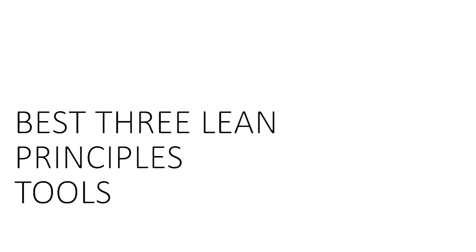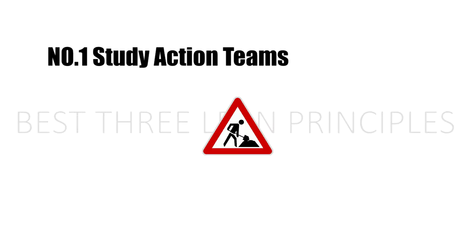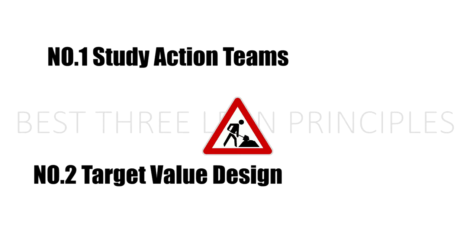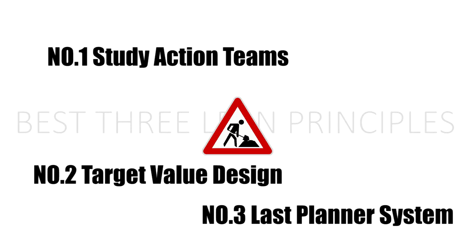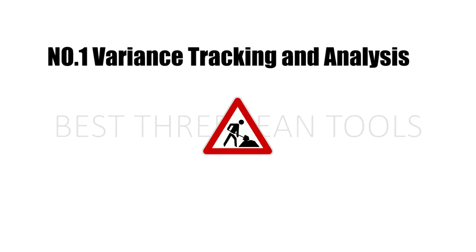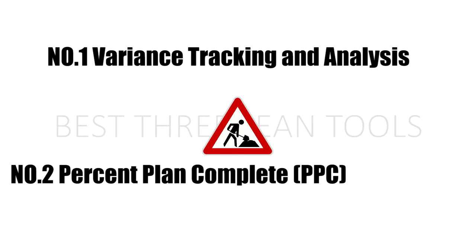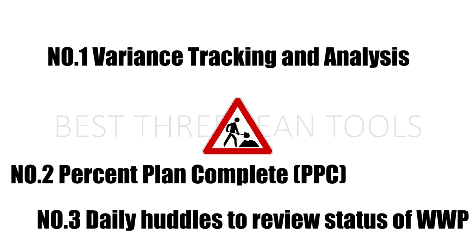From the perspective of Lean principles, the best ones for our industry partner to adopt are study action teams, target value design, and last planner system. As for Lean tools, variance tracking and analysis, percent plan complete, and daily huddles to review status of the weekly work plan contribute the most to the Lean culture of the company.